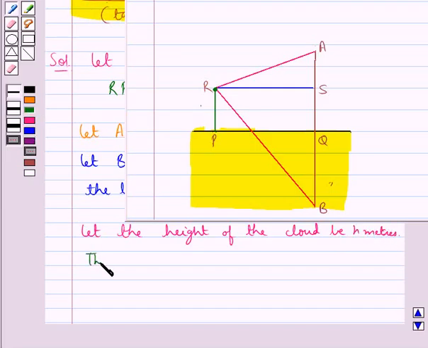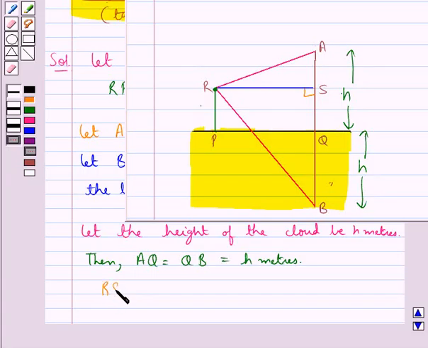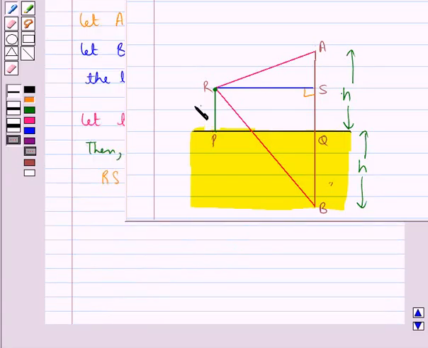Then we have AQ is equal to QB is equal to H meters. This is H and this is H. We have taken this RS perpendicular to AB. Now this RP is h and this AQ is H. So this AS would be H minus h.